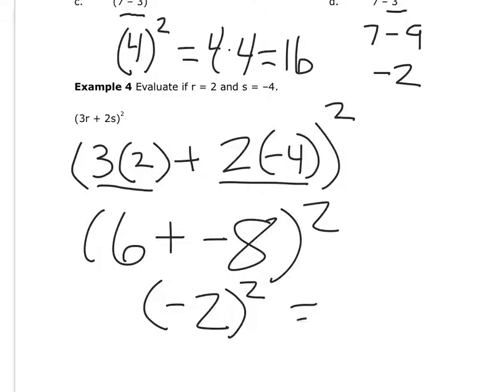And then this is the importance of the parentheses. Remember from what we talked about earlier, when you have the parentheses, this really means negative 2 times negative 2, and you get a positive 4.